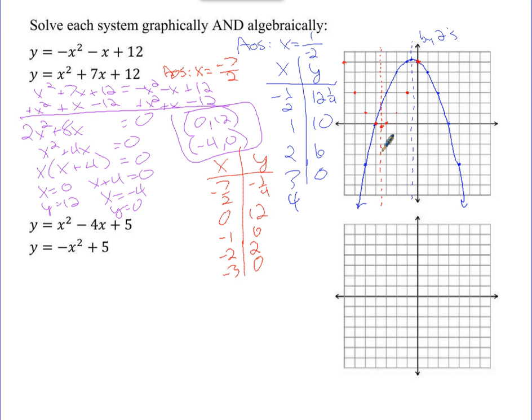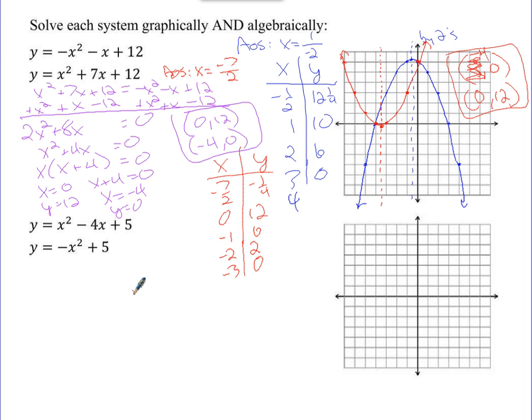So now I know my two solutions. I do still have to draw the parabola in there, though. And now I label my solutions, which are, this one is negative 3, comma 0, and this one is 0, comma 12. Just like we found over here. Which way is easier? Oops, sorry, negative 4. Negative 4, comma 0, this one right here. So just like we found over there, which way is easier? Algebraically, for sure.